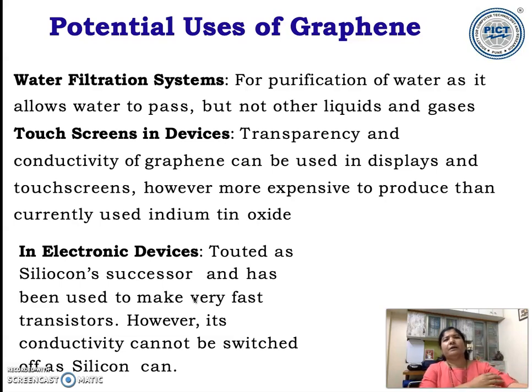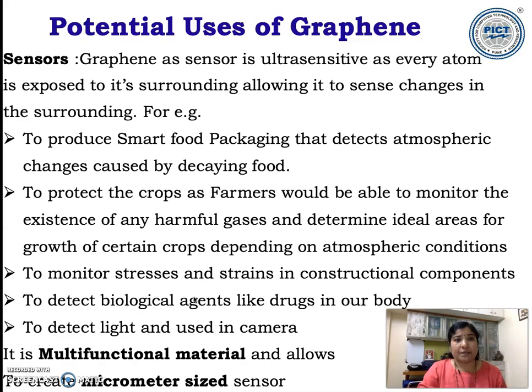Then the properties like transparency and conductivity of graphene can be used for touch screens and displays, but these methods are a little more expensive than the current ones. Even in electronic devices, graphene can be used to make very fast transistors, and it is touted as a silicon successor. However, its conductivity cannot be switched off as silicon's can. So these are a few applications I am discussing.